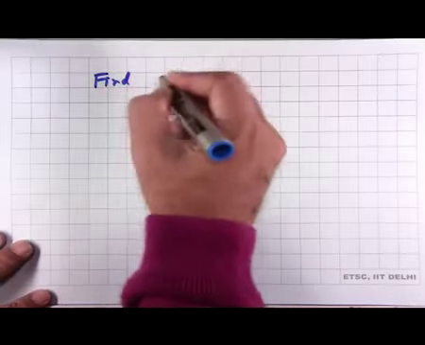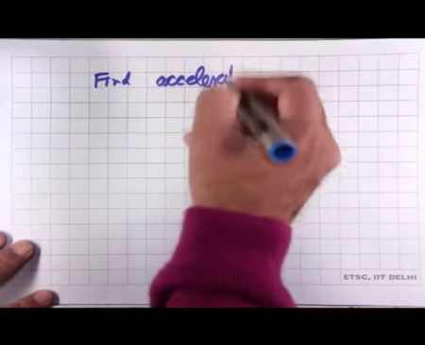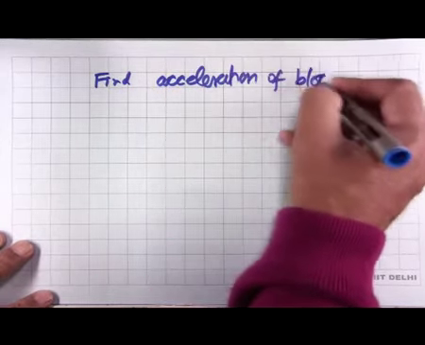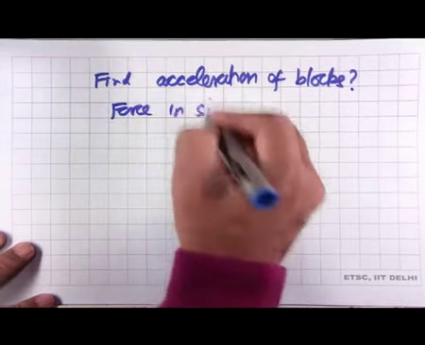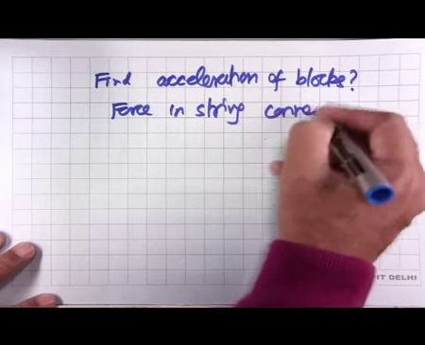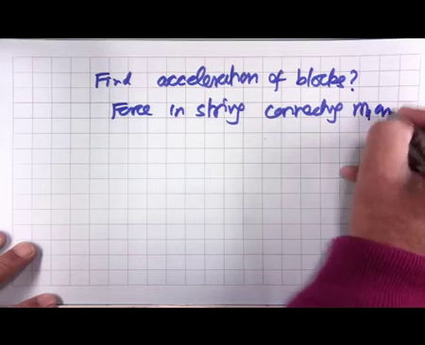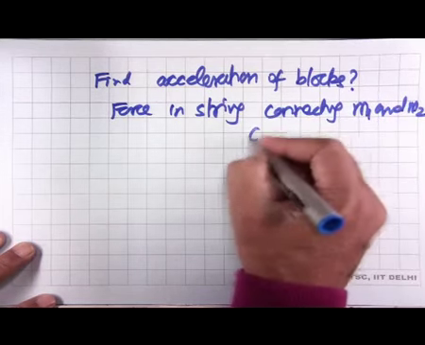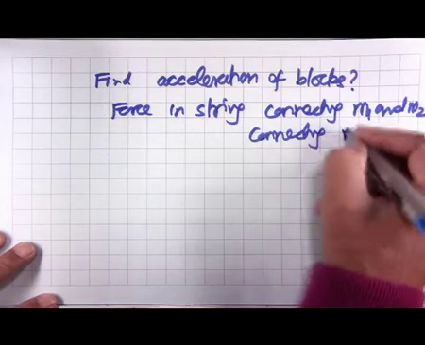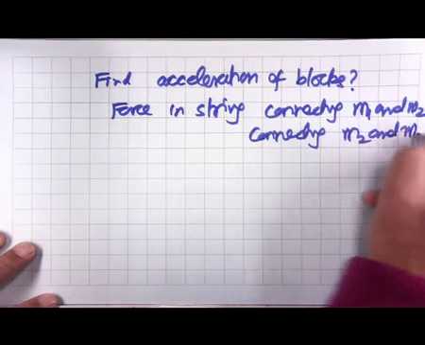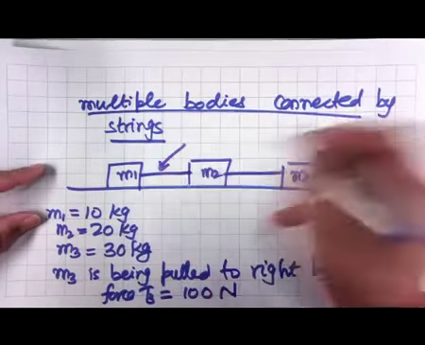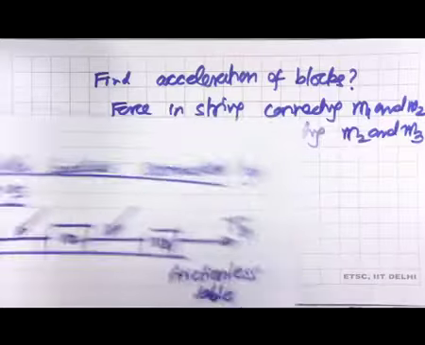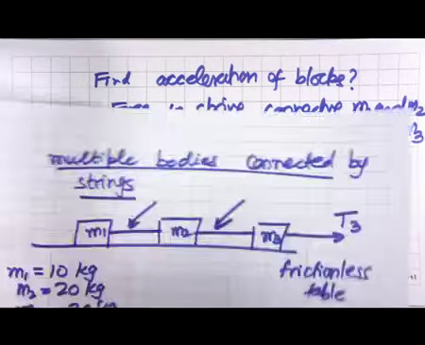What we have to find in this problem is the acceleration of the blocks and the force in the string connecting m1 and m2 and the string connecting m2 and m3. That means we have to find the force in this string and the force in this string, and at the same time we have to find the acceleration of the blocks.